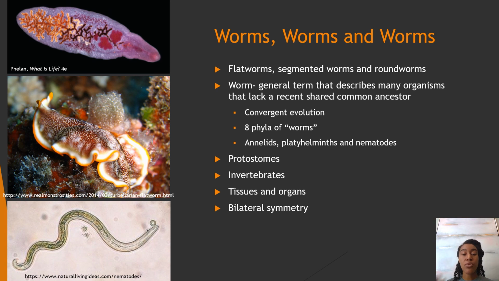All worms, though, are protostomes, so they develop mouth first. They are invertebrates, so they have no vertebrae, no spine, no backbone. And they do have true tissues, and they have organs. So when we talked about sponges, they had no tissues, no organs. Cnidarians had tissues, and now these worms all have tissues and organs. All the animals we'll talk about from this point on also all have tissues and organs. And then additionally, all the worms are bilaterally symmetrical, so they all have one line that you can basically divide them by and get two equal mirrored halves.